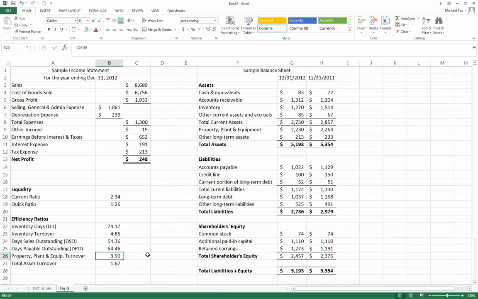Property, plant, and equipment turnover. Again, what this means, the higher this number is, the more revenue we're generating for the same amount of property, plant, and equipment. So if my neighboring business that's just like mine has to use $50,000 worth of assets to generate the same revenue that I'm generating with $30,000 worth of property, plant, and equipment assets, that means I'm being more efficient. I'm generating the same amount of revenue, but with a lower investment. So higher is typically better, and the same with total asset turnover.